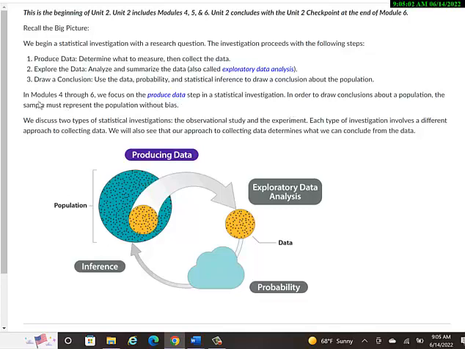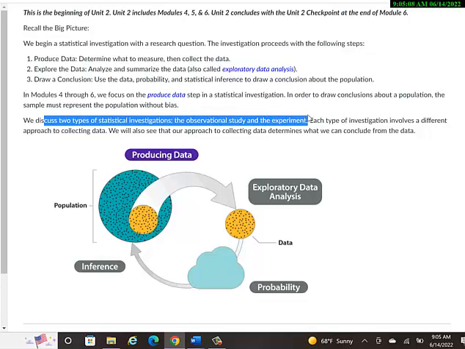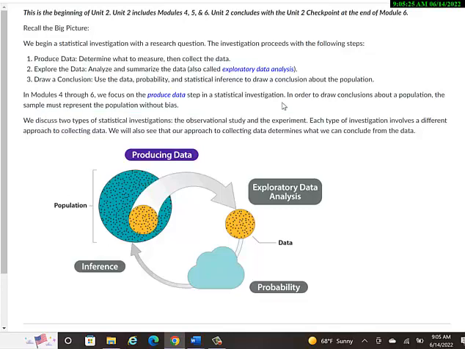We'll produce the data. Okay, we'll discuss 2 types of statistical investigations. There's the observational study and then the experiment. We'll talk more about it, but the observational study is me just looking at people or animals, watching them, or asking them about themselves. Like the one we talked about in the previous video. Do you support the death penalty or not? That's still called an observational study, even though I'm not looking at someone or observing them.